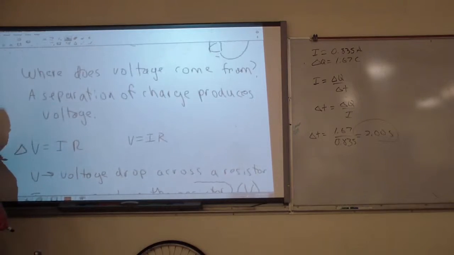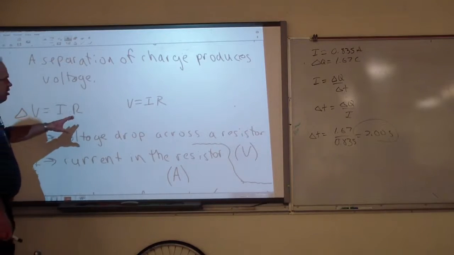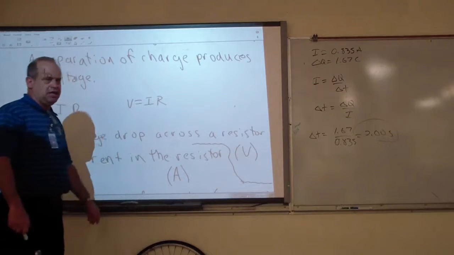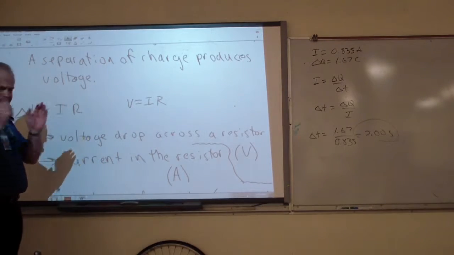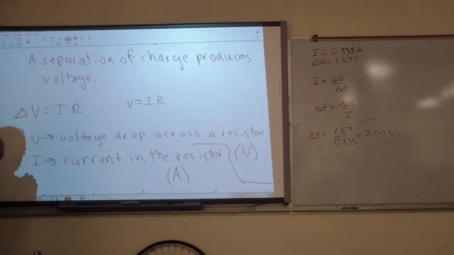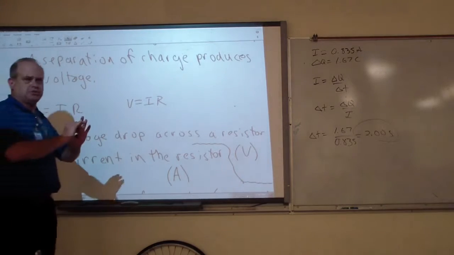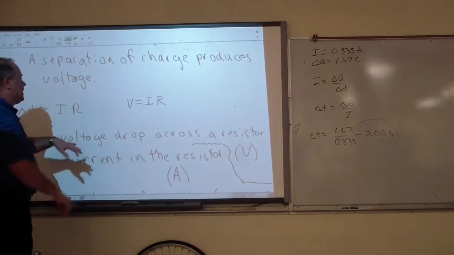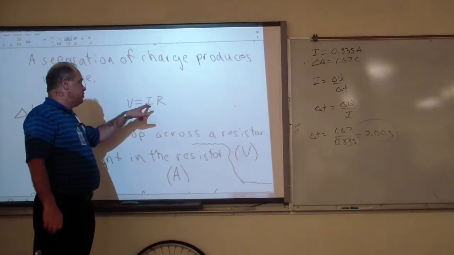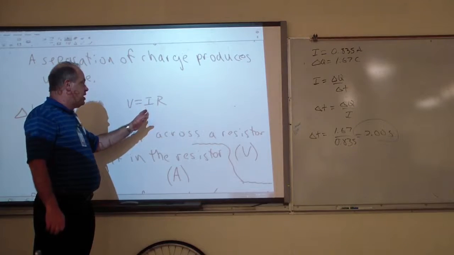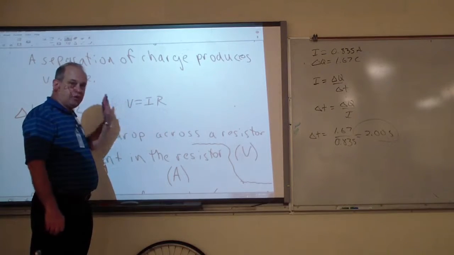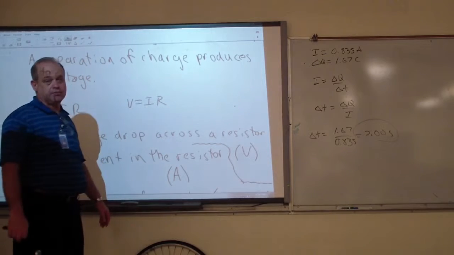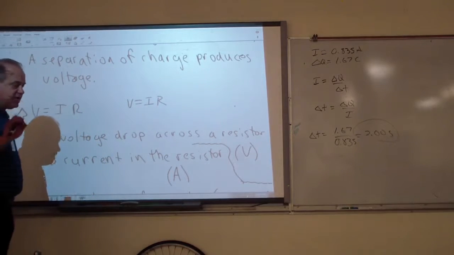And Ohm's law says delta V equals IR, or we just say V equals IR. In other words, this is about a resistor. These are all about resistors, okay? This is about when current goes through a resistor in a circuit. The current through the resistor times the resistance of the resistor equals the voltage drop in the resistor. That's all it's saying.